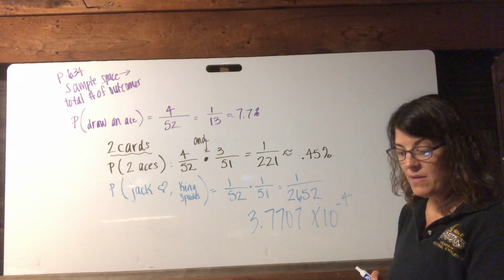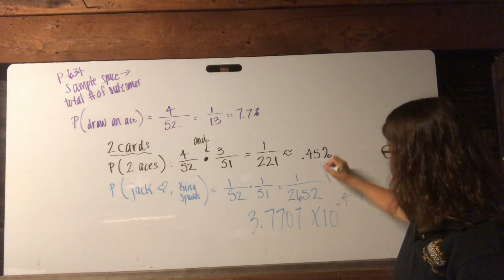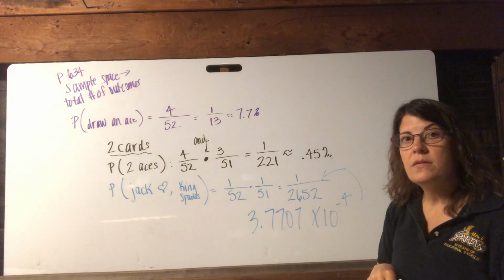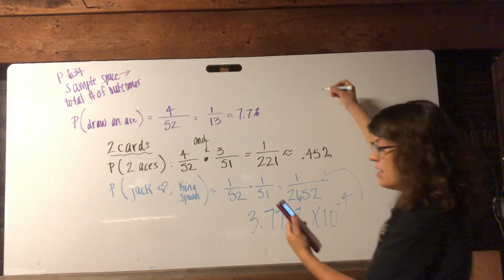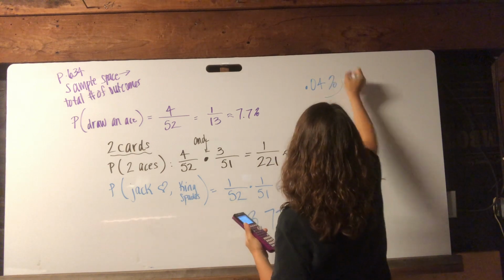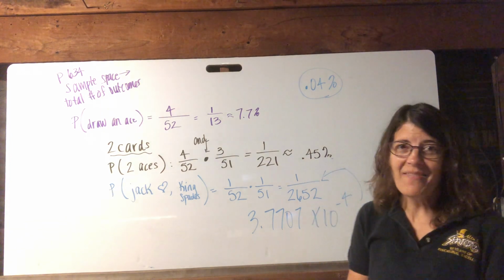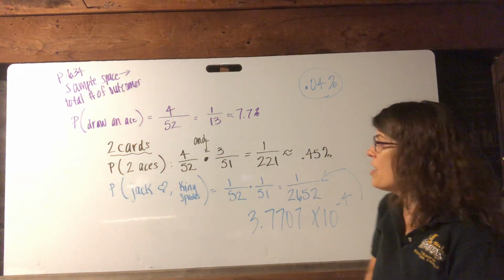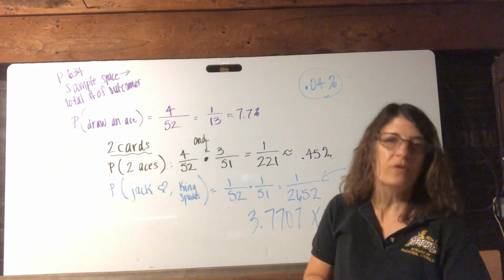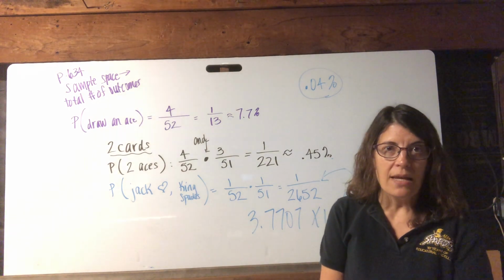Okay, you multiply that by 100 to get the percent. To get the percent, I multiply by 100. This is 0.04%. You don't have even a percent chance of drawing the Jack of Hearts and the King of Spades. Is it possible? Well, of course it's possible, but chances are it's not going to happen. I wouldn't bet my money on it.